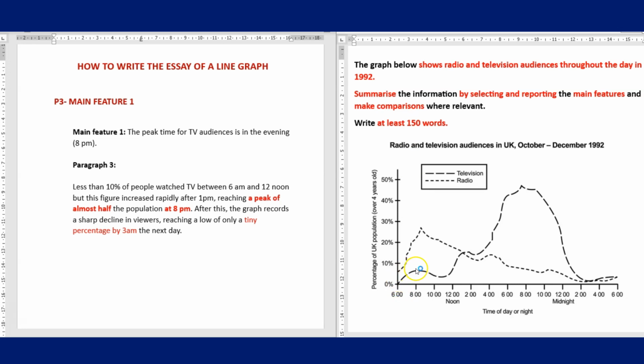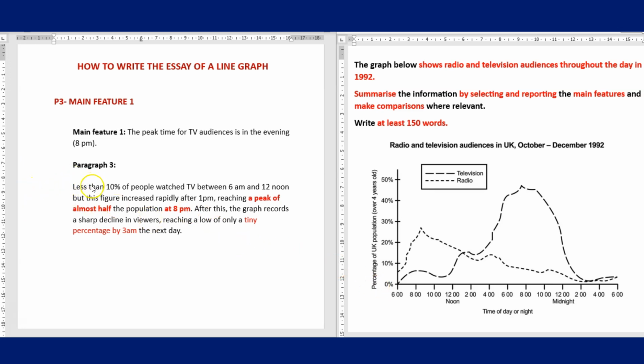And then it rose to about maybe 5% at 8 a.m., came down, and then went up again, went down. No, you don't have to describe it that way. You need to give the general view of it. So let's look at this one.